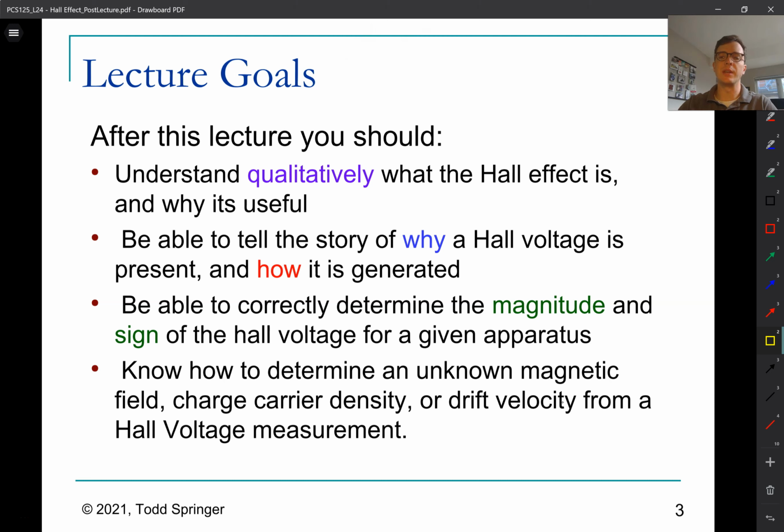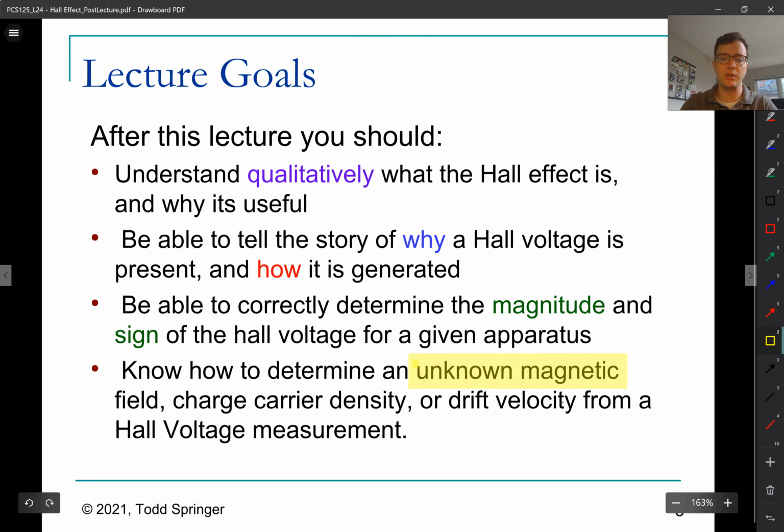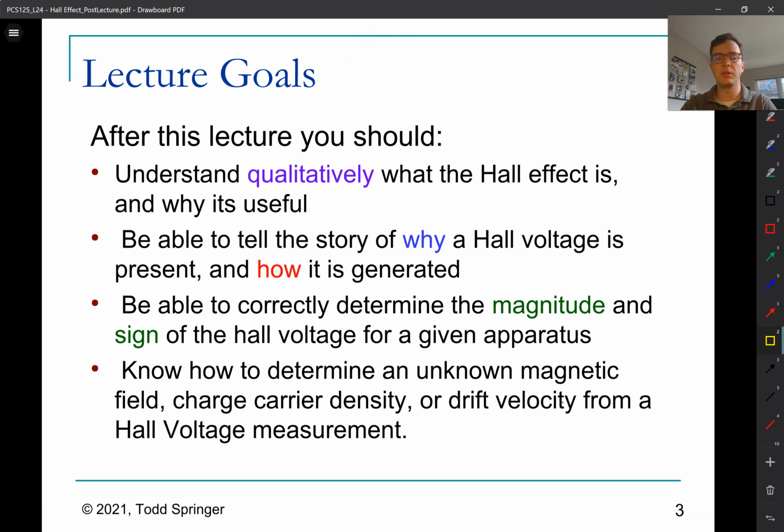This Hall voltage can be used to determine all kinds of properties of your material or of your lab setup. For example, if you don't know a magnetic field, you can use the Hall voltage to determine it. That's the most common application: you can create a probe which will measure the magnetic field using the Hall voltage. You can also learn about properties of materials, like how dense the charge carriers are in the material, or how fast the charges are moving in that material.